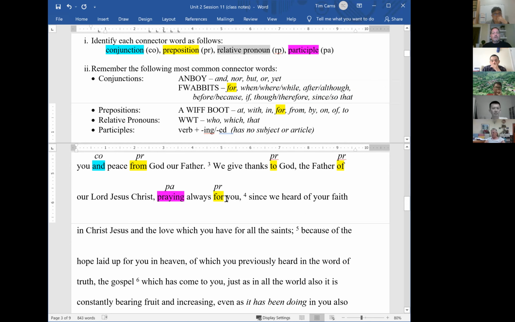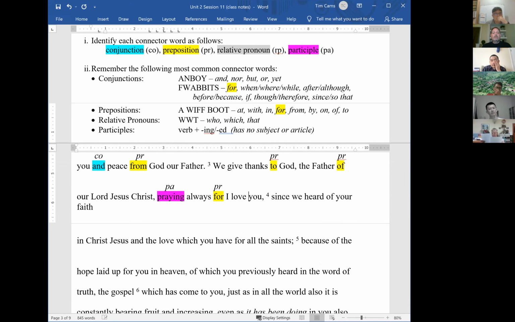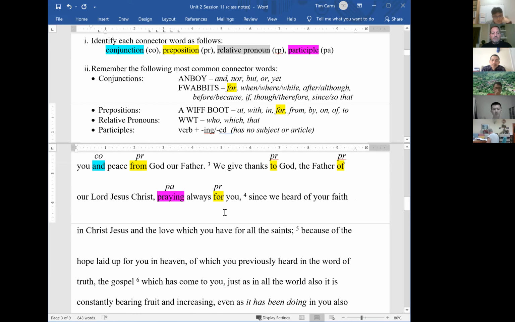If there's a clause there, a subject and a verb, if he had been saying praying always for I love you or I care about you, well, now if he said that, for I love you, it's followed by a clause, which it would be, right? Love is a verb, I is the subject, that would then mean for is a conjunction. Okay? But in this case, it's just followed by the noun you. So it's a preposition.